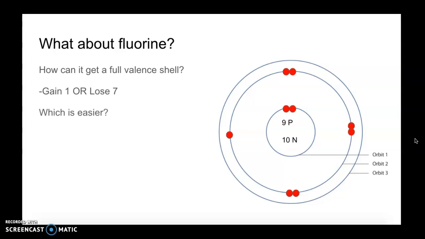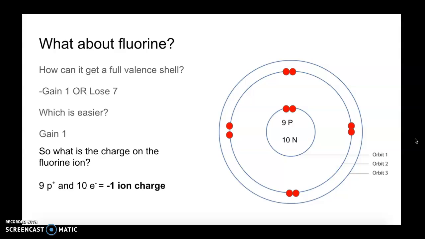So which is easier, gaining 1 or losing 7? It's much easier to gain 1 electron. So let's add that electron in there. So now you can see the second ring is full. So what's the charge on the fluorine ion? Well, there's 9 protons and 10 electrons. And so with more electrons, it would have a -1 charge as an ion.